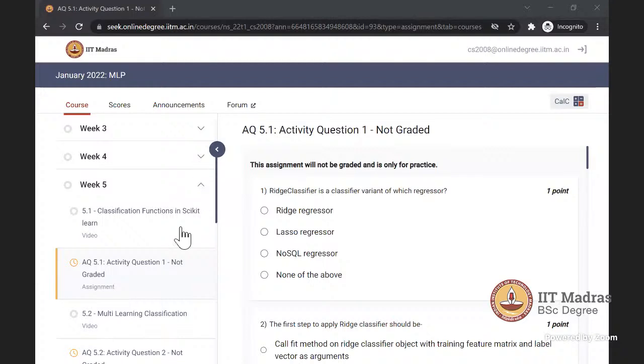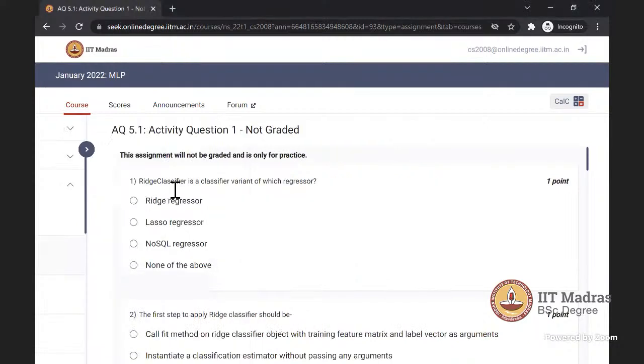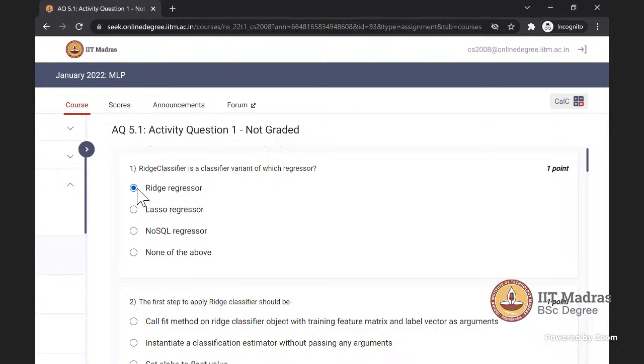Now let's go to our activity questions. Is my screen visible? Yes, sir. Okay. So the first question is, what is the original regressor from which ridge classifier is actually derived? Yeah, ridge regressor. Right.